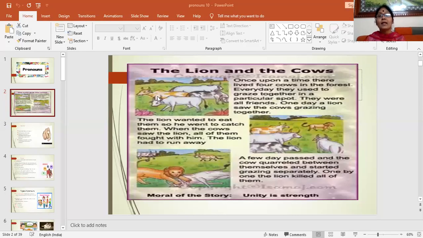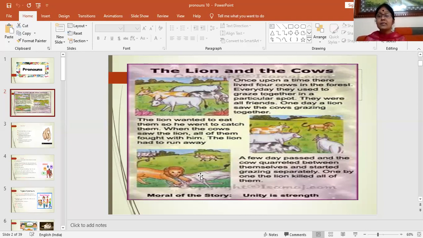Today we will be dealing with pronouns. Now in our previous class, we have dealt with nouns. So nouns is followed by another class on pronouns. So today we will learn about pronouns. Before I start my class, I would like to start with a story. Now the story is on the screen.